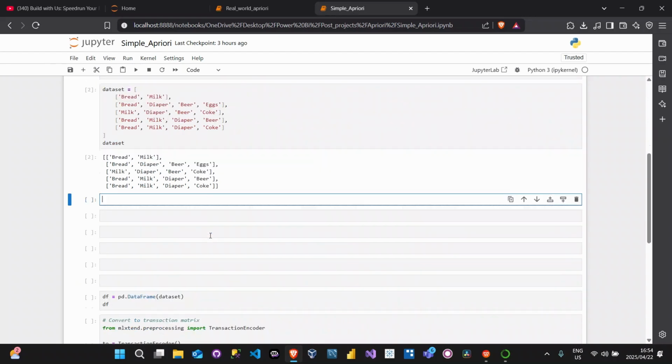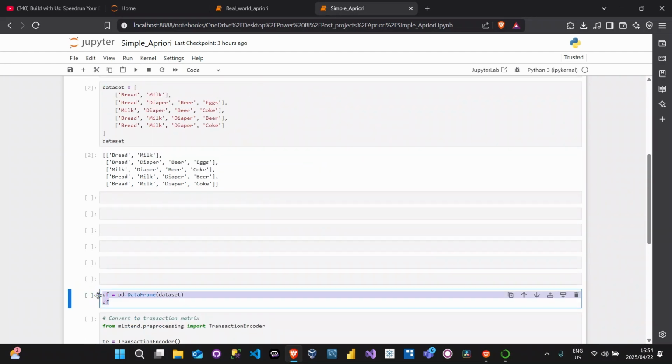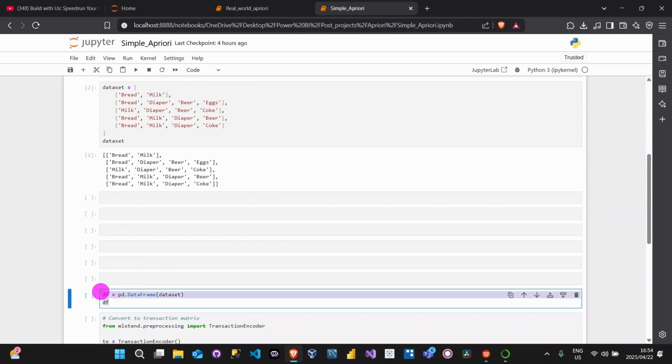The next step is converting that list into a data frame. For those of you that are new to Python, it's a data structure that is easy to work with within this environment. So this is what we do. I'm going to copy the next code.